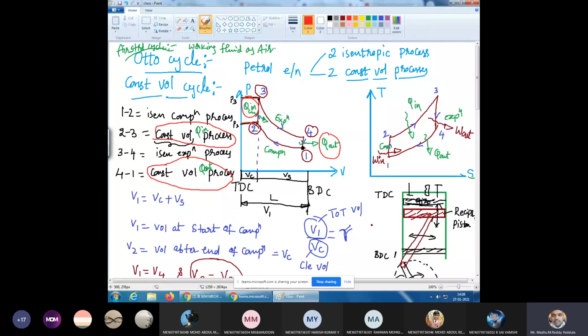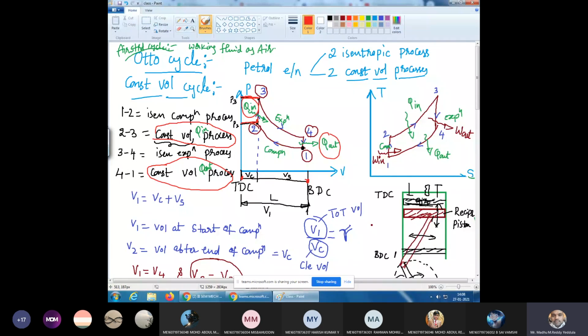So 1 to 2 is compressing the air. The piston is moving from BDC to TDC. At state 2, we add the heat by maintaining the volume constant. So 2 to 3 is the constant volume heat addition, and due to the heat addition, the pressure is increased. Therefore the ratio of P3 to P2 is called the explosion ratio.